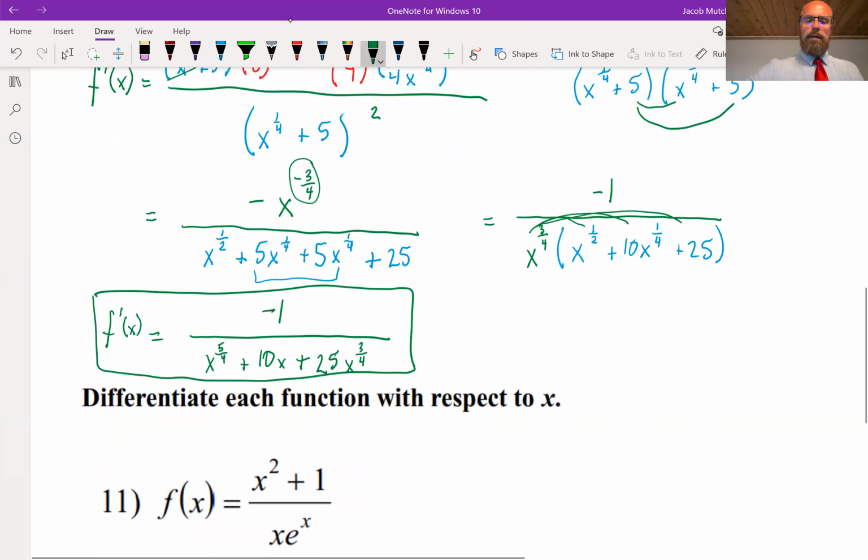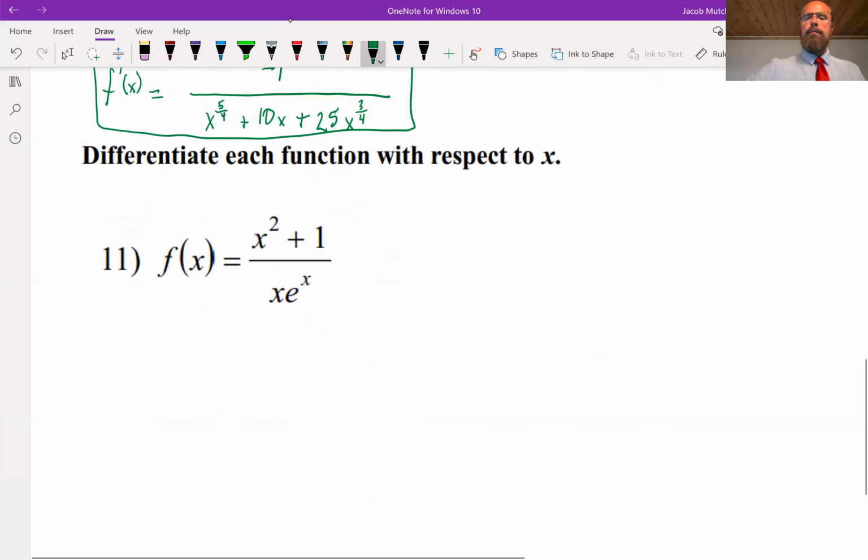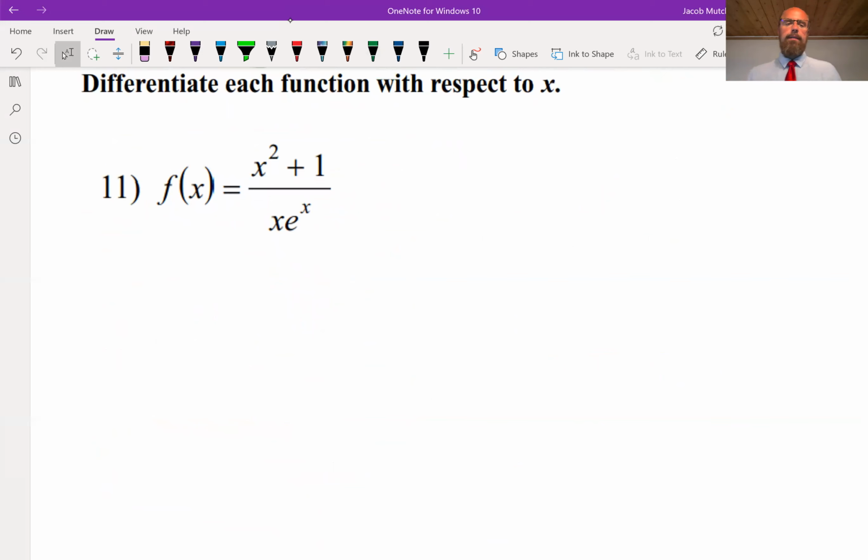Let's take a look at one last example that involves the natural exponential, e to the power of x. So here I've got the function f of x equals x squared plus 1. Let's just start by identifying that numerator is my little f of x. Again, not to be confused with the actual function itself, not the same thing. The denominator here is going to be x times e to the power of x, and that I can simply say is my g of x.